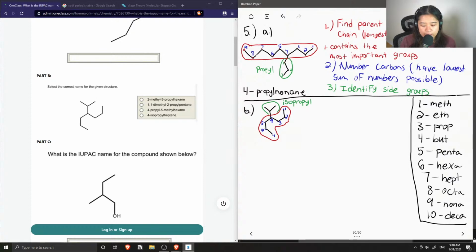Okay, so when we try to name this compound, we start off by identifying which carbon the isopropyl group is on, so it's carbon 4. And then we write isopropyl. And we have a 7 carbon long parent chain. So if we refer to our prefixes, I would use the prefix hept. And again, there's only single bonds in this compound, so it ends in ane. So this compound is 4-isopropyl heptane.